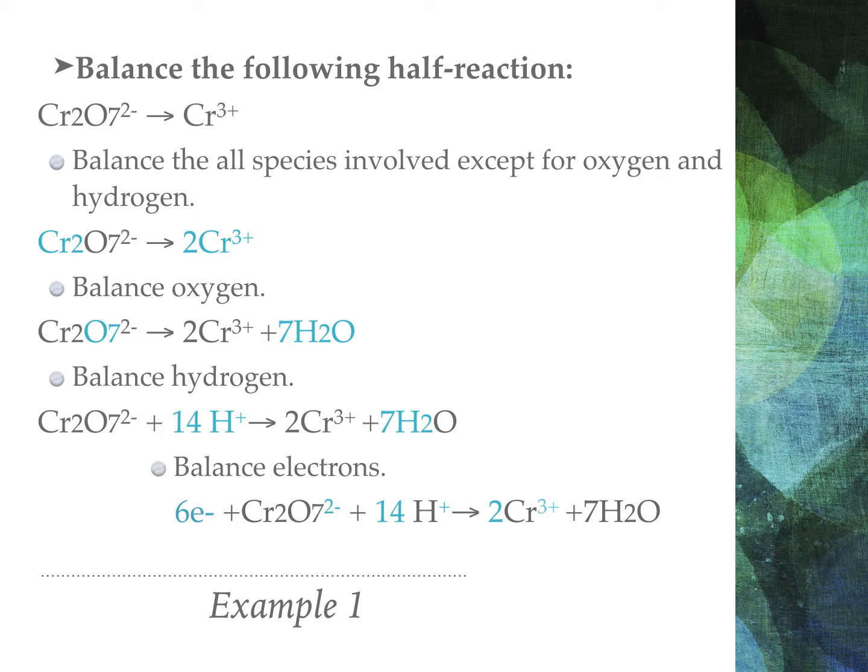Next, we are to balance the electrons. As you can see, the right side has a total charge of positive 6. The left side has a total charge of positive 12. That means that to balance the equation, we must add 6 electrons to the left side.